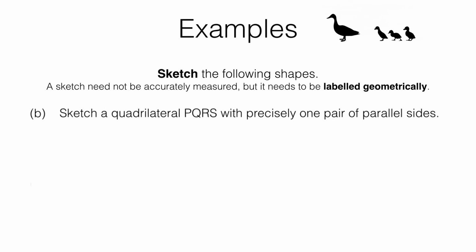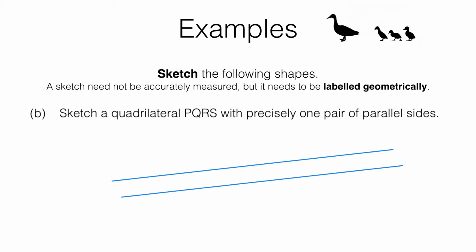In this question, we need to sketch a quadrilateral PQRS with precisely one pair of parallel sides. Now, remember, we can indicate that two lines or line segments are parallel using arrow marks like this. So pause the video and have a go at this question for yourself.